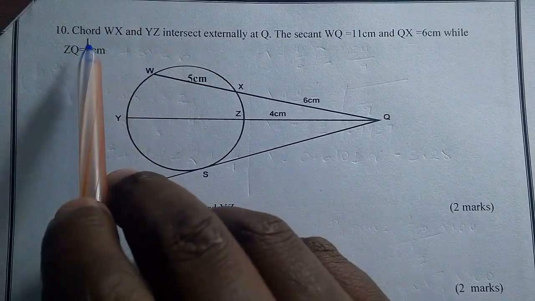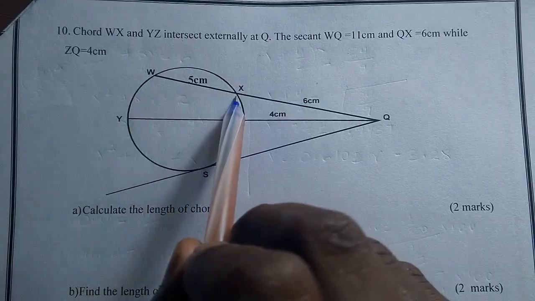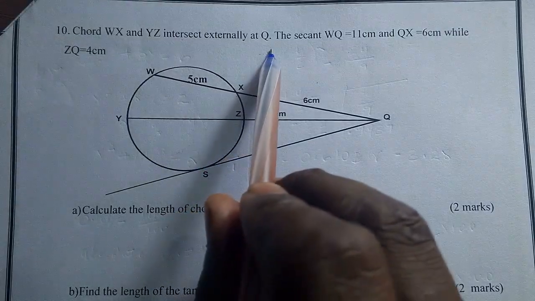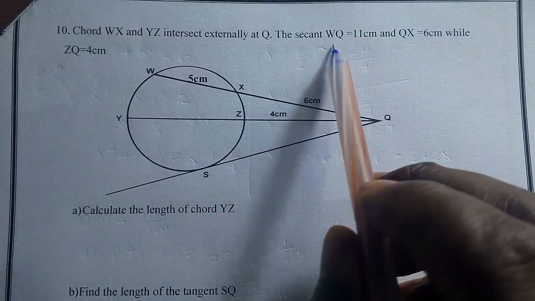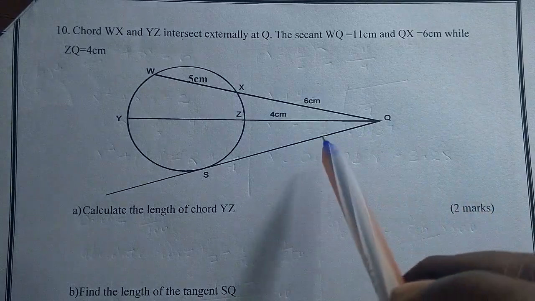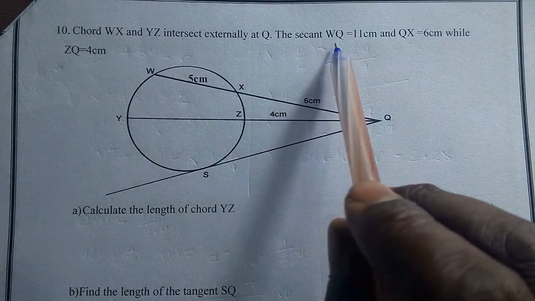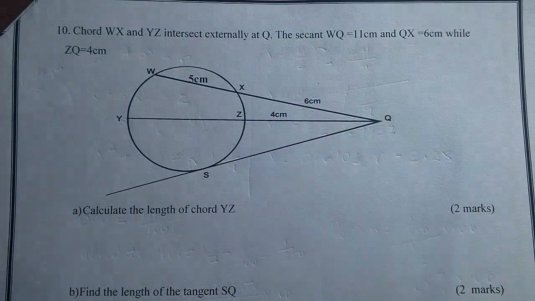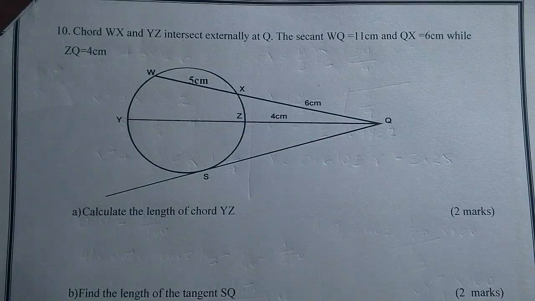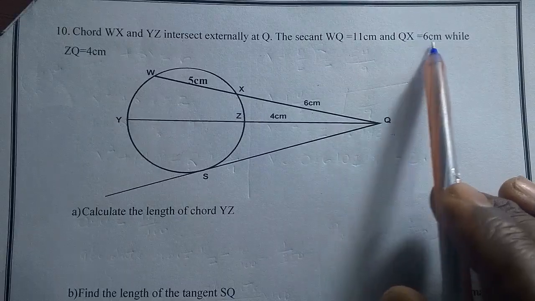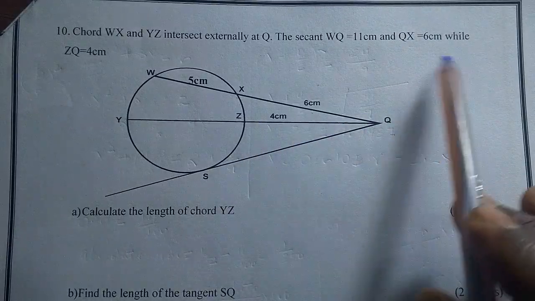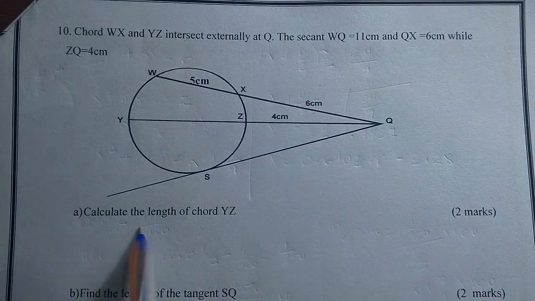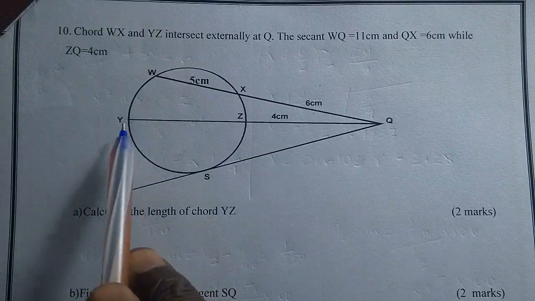Chords WX and YZ intersect at Q. The length WQ is equal to 11, and XQ is equal to 6, while ZQ equals 4. Calculate the length of the chord YZ.